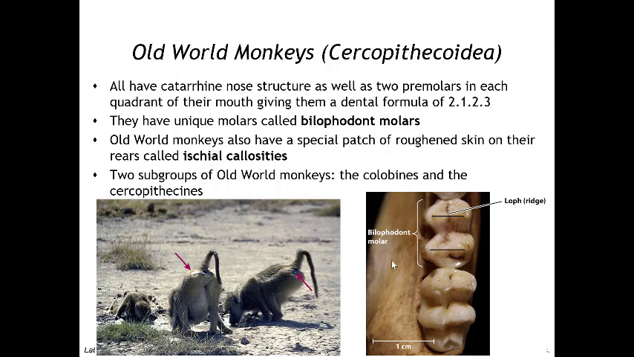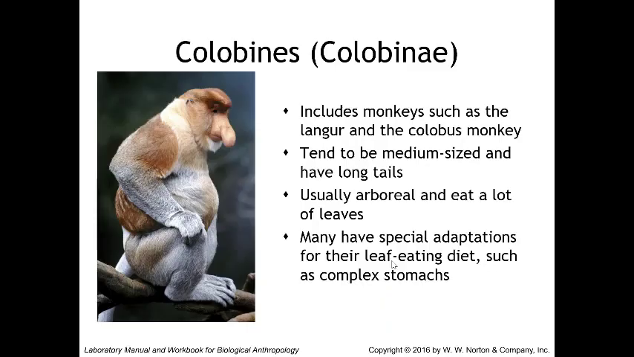2 subgroups of Old World monkeys are the Colobines and the Cercopithecines. So we're going to narrow this down even further, right? We didn't have to do it for New World monkeys, but we do have to narrow it down further for our Old World monkeys. So first is the Colobines. This includes monkeys such as the langur and the colobus monkey. Most of our Colobines live in Asia. Few species are found in Africa.